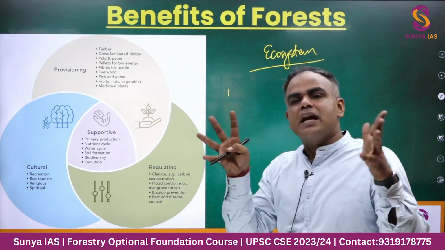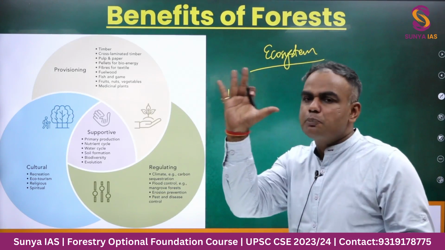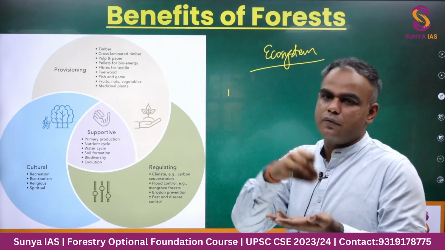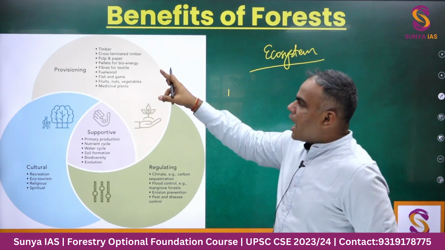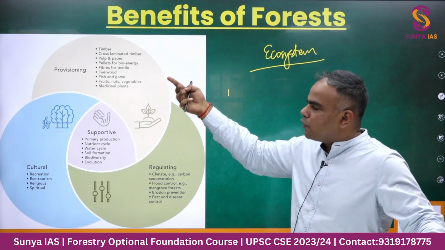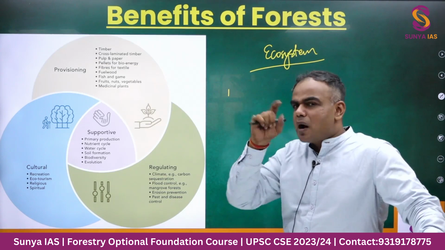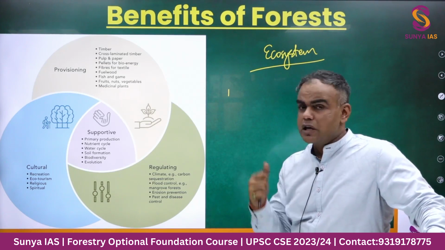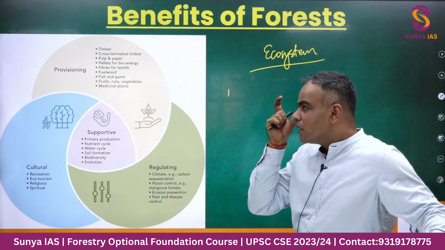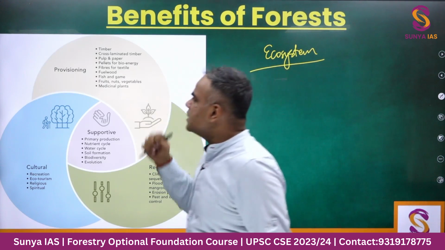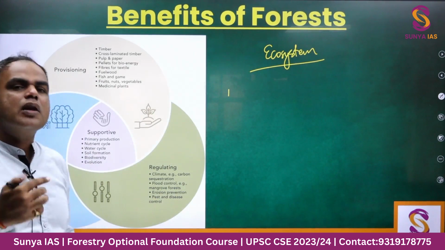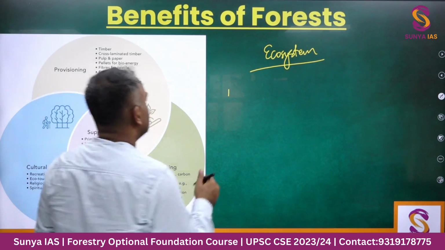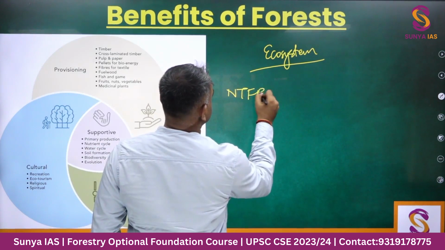Number 1 is provisioning. Provisioning means to provide for. What is the forest providing me? If I cut down the forest, I get timber. I can use it for furniture, for pulp, paper, bioenergy, and textiles. Similarly, one is timber and the other is non-timber forest products or produce. Think of resins, and in this case, some medicinal or aromatic plants. All of that will be your non-timber forest products.